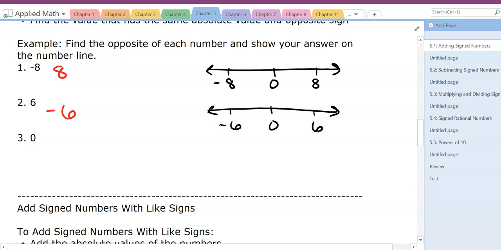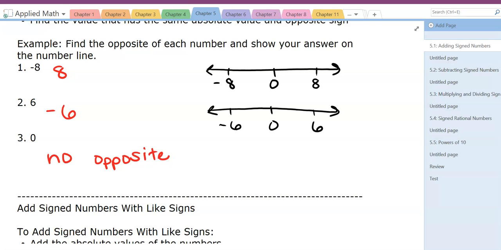Now what about 0? Stays the same. So it's kind of a trick question here. 0 doesn't really have an opposite because there's no such thing as negative 0. So when you see a 0, it doesn't have an opposite technically. And since it doesn't have an opposite, we're not going to worry about graphing this one either because you would just be looking at 0. There would be nothing else to compare it to.